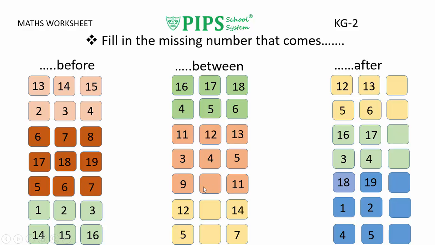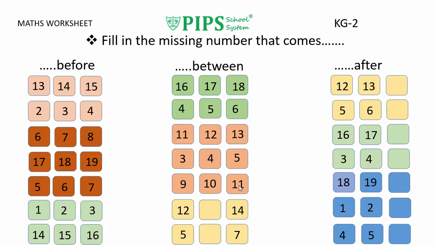Let us find the number which comes between 9 and 11. Start counting from 5. 5, 6, 7, 8, 9, 10. 10 comes between 9 and 11. So we will write the number 10 in the empty box like this. 9, 10, 11.